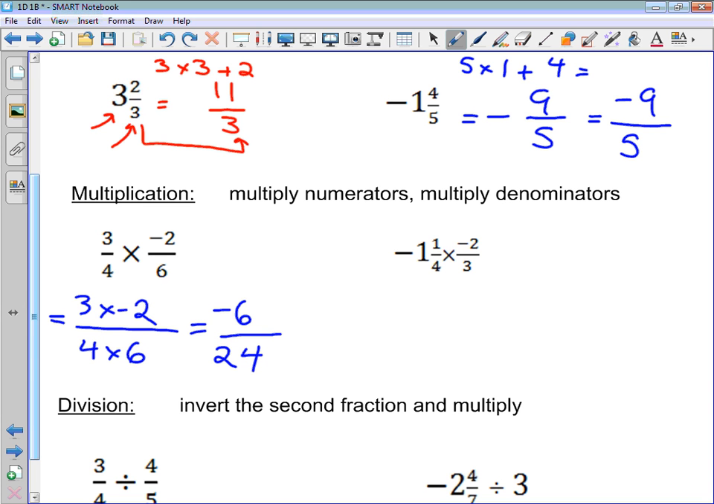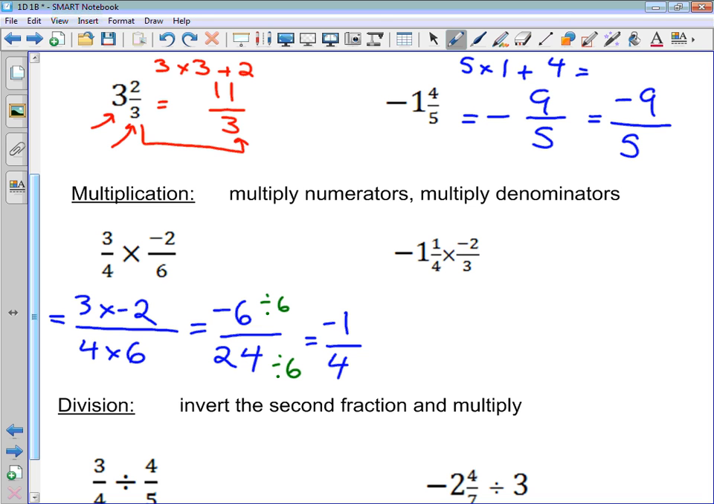And when I get an answer like this, I always check to see if it is in what we call lowest terms. Okay, so is there a number that I can divide into each of these two numbers here? Yeah, we can divide the top by 6 and the bottom by 6. So divide by 6, divide by 6, and I'm going to get negative 1 over 4. So that would be my final answer. So I look for something I can divide both the numerator and the denominator by. Okay.